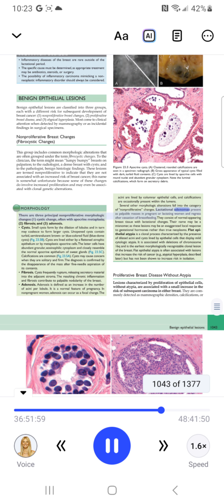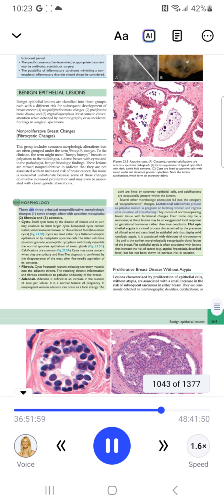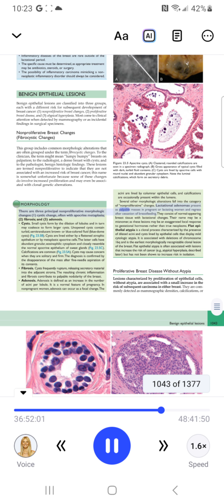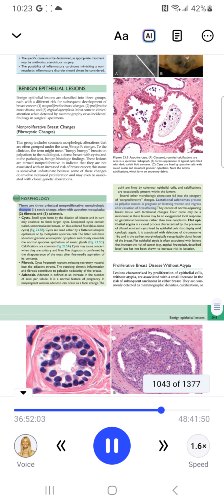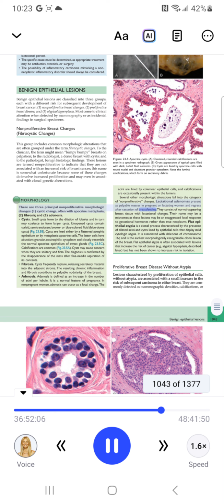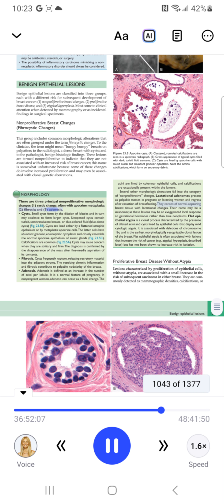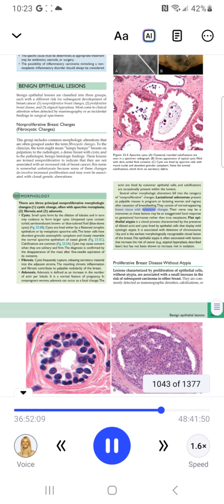Morphology of non-proliferative changes. There are three principal non-proliferative morphologic changes. 1. Cystic change, often with apocrine metaplasia. 2. Fibrosis and 3. Adenosis. A. Cysts. Small cysts form by the dilation of lobules and in turn may coalesce to form larger cysts.